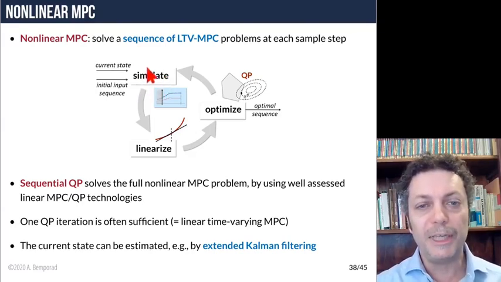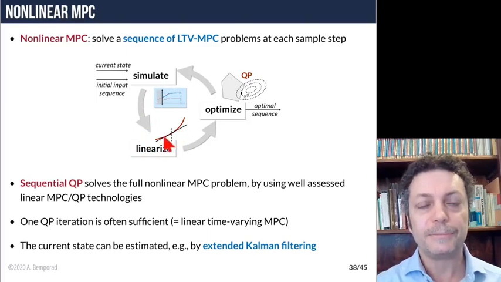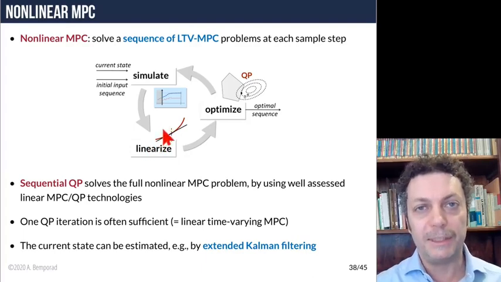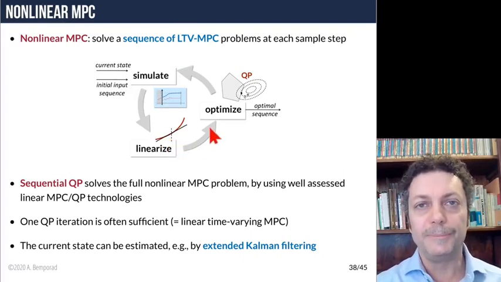initial guess. We can simulate the model, so as to get the predicted nominal state trajectory, and then linearize the system around this trajectory. So in this case, it would be the neural network to be linearized with respect to the states and the input signals. And then, after we linearize, we can construct a quadratic programming problem and solve it in order to get a new optimal sequence. And we can iterate this by refining further and further the optimal control sequence until we converge to a solution of the nonlinear MPC problem.